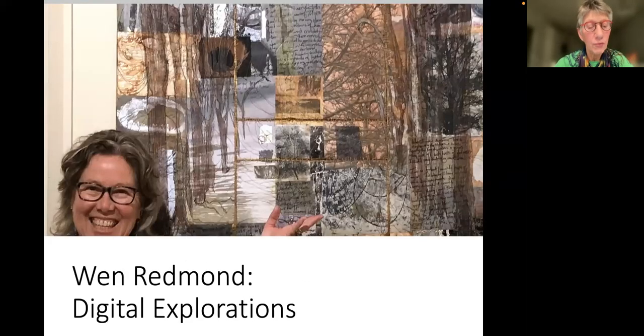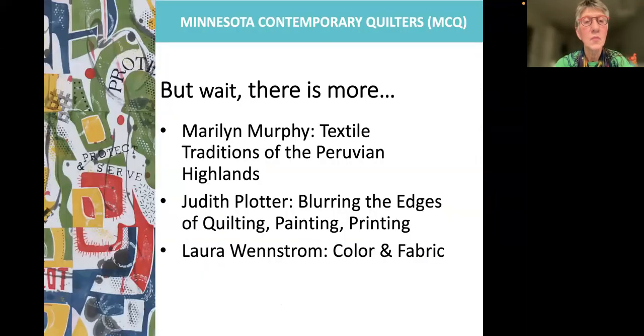Then in April, we have Gwen Redman, and you can see her topic here, digital explorations. She prints photographs on fiber using an inkjet printer and mixed media techniques, and then she adds a lot of texture with stitching. So as you can see, many of these artists are sharing with us their multiple techniques that they're using for some of their pieces. Next slide. But there's more.